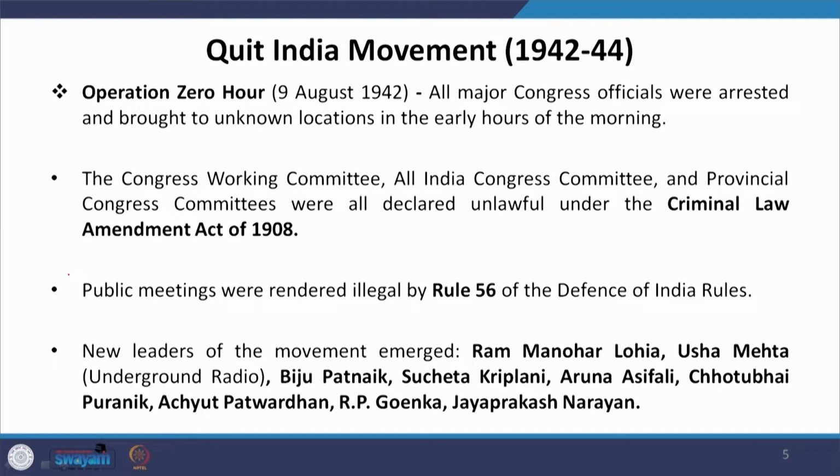As a result of Quit India, India actually saw new leaders coming up. Ram Manohar Lohia, Usha Mehta from underground radio, we had Biju Patnaik and then Sucheta Kriplani, Aruna Asif Ali, Chotu Bhai Puranik, Achyut Patwardhan, R.P. Goenka and of course Jayaprakash Narayan.